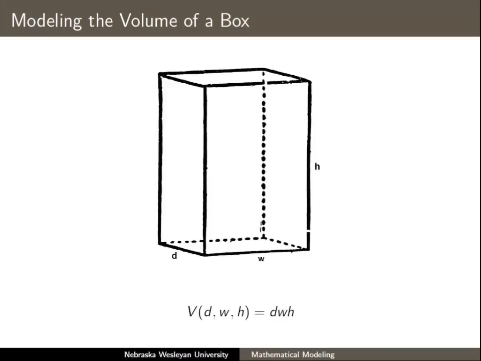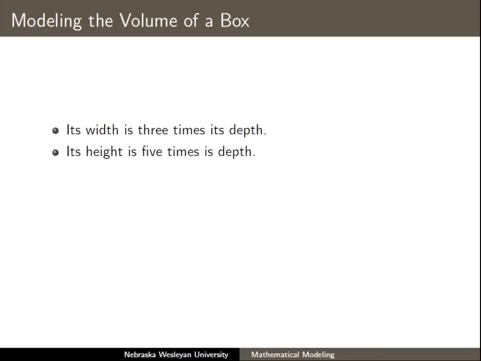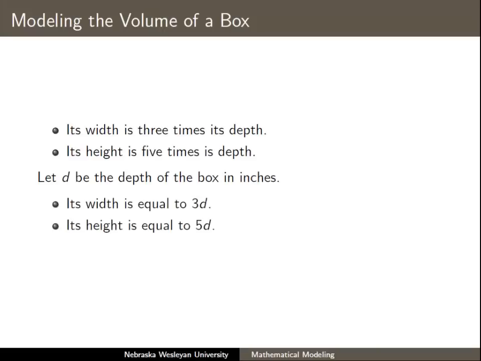We would be better if we could write the volume as a function of just a single variable. Let's take a look at our information again and see if we can decide how to do that. It seems that the other 2 dimensions can be expressed themselves as functions of just depth alone. So if we take our single variable to be d, the depth of the box in inches, then to say that the width is 3 times its depth and its height is 5 times its depth is the same as saying that the width is equal to 3d and the height is equal to 5d. So we're able to express w and h in terms of d only.